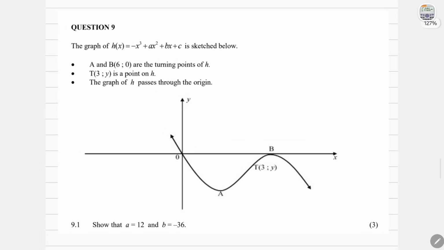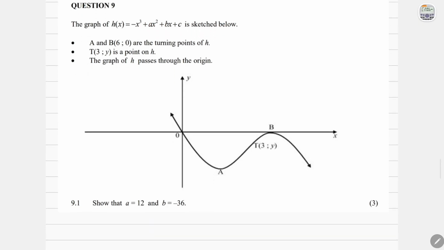Question 9 says, the graph of h of x is equal to negative x cubed plus ax squared plus bx plus c is sketched below. And we have a and b, which is 6 and 0. These are turning points of h. And then they tell us that t is this point 3 and y, so it just has the y value missing, and it's a point on h. The graph of h passes through the origin. Okay, so that should tell us something.